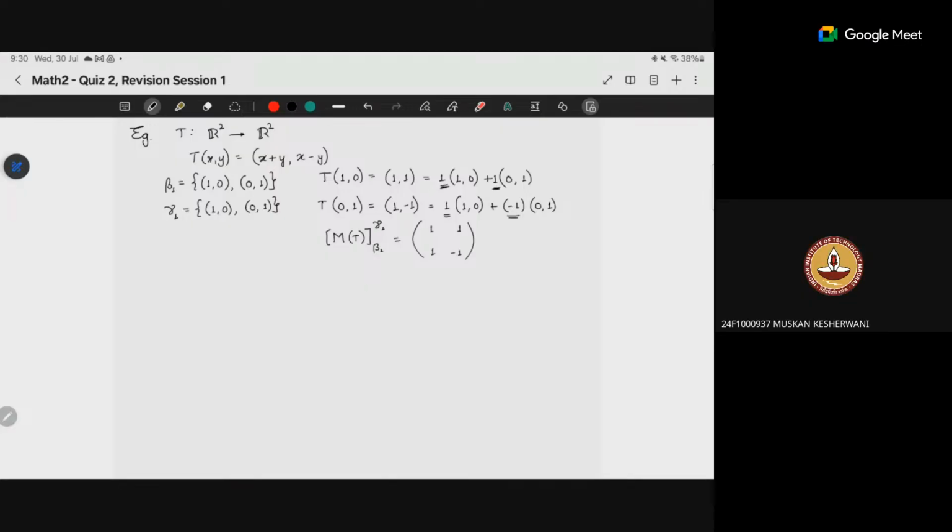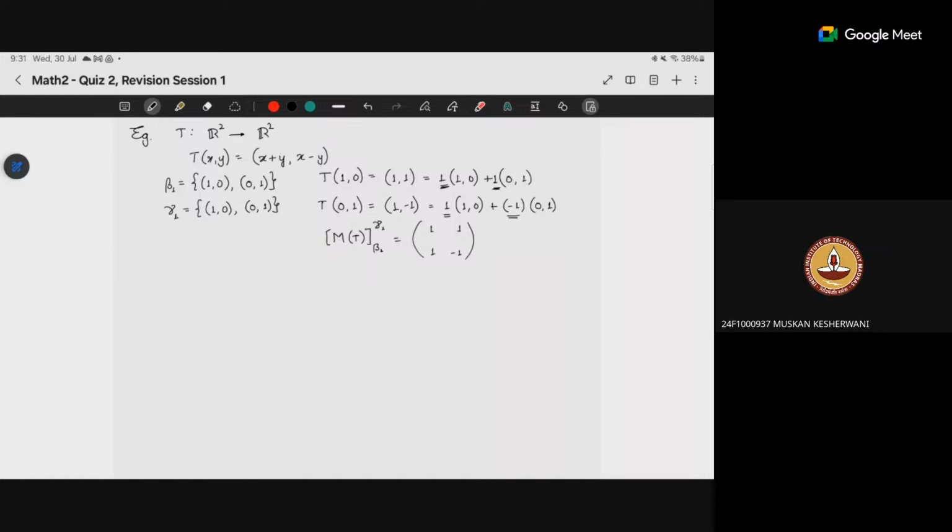Sir, how do you get T of (1,0) equal to (1,1) and T of (0,1) equal to (1,-1)? From the definition of T. What is the definition of T? x plus y and x minus y. So what if you substitute those values? Okay. All right.